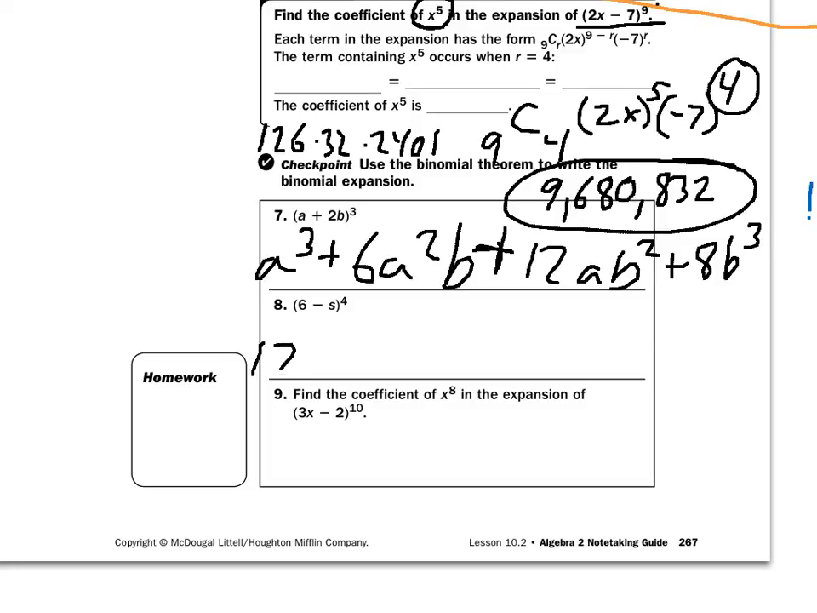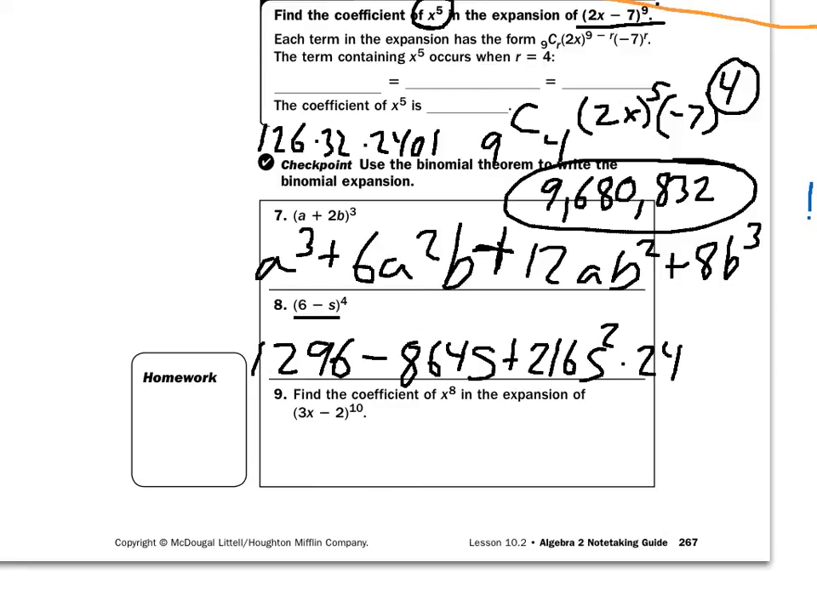This next one was 1296 minus, you see how they switched the 6 and the s around there, didn't they? 1296 minus 864s plus 216s squared minus 24s to the 3rd plus s to the 4th. Notice the ones that are minus are the ones with the odd powers. That's going to come in handy.